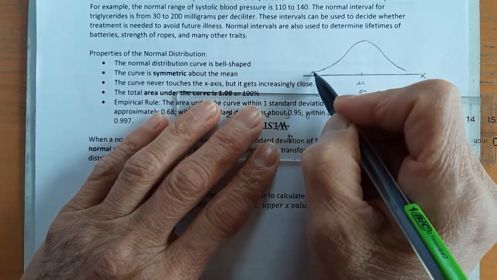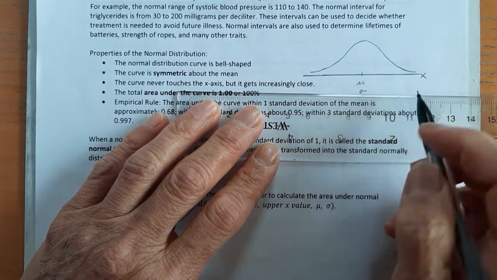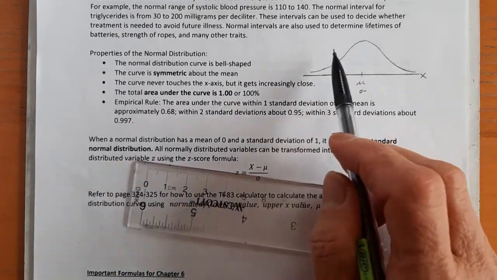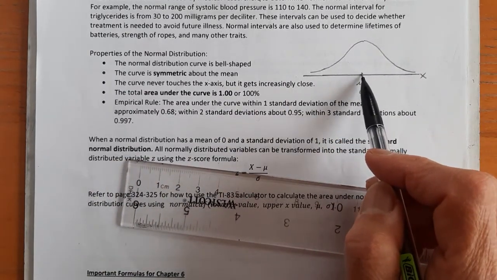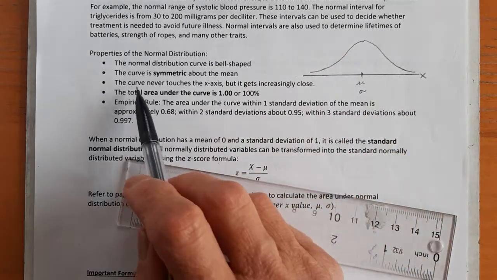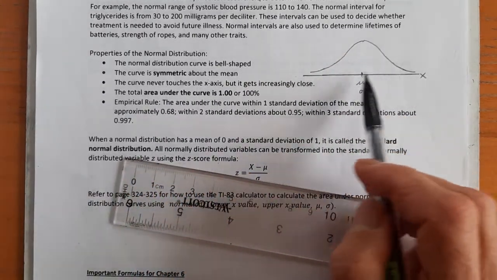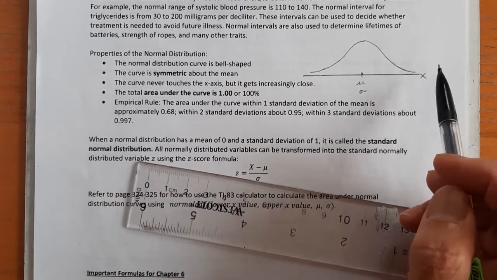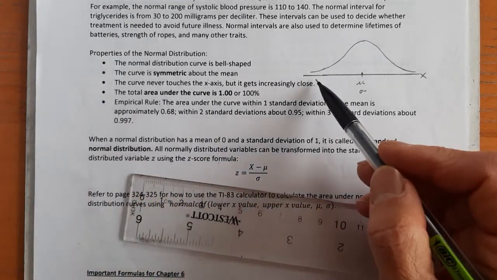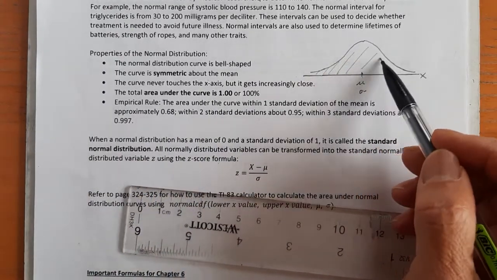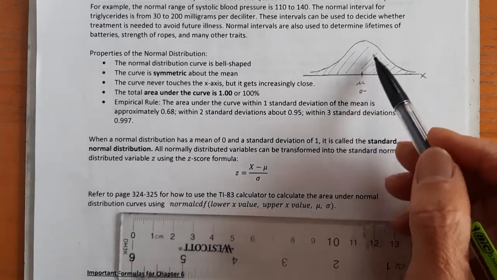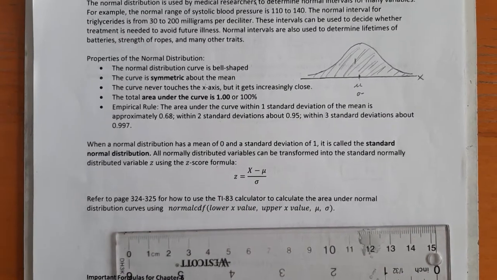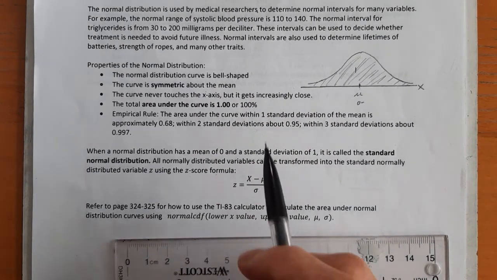The curve approaches the x-axis gradually, and this we call bell-shaped, symmetric about the mean. Here's the mean. The curve never touches the x-axis, but it gets increasingly close to the x-axis. The total area under the curve is 1. The total area under this curve is 100%, a probability.